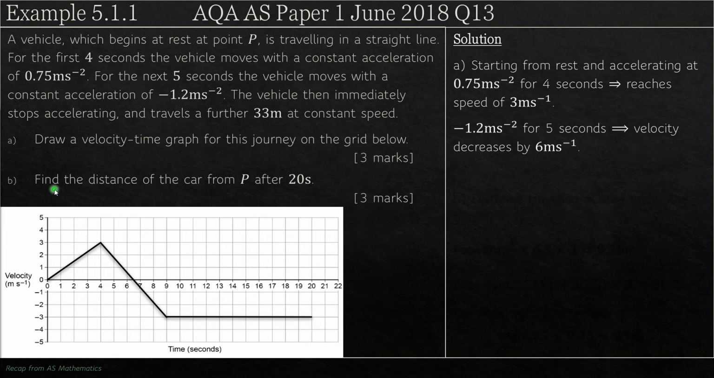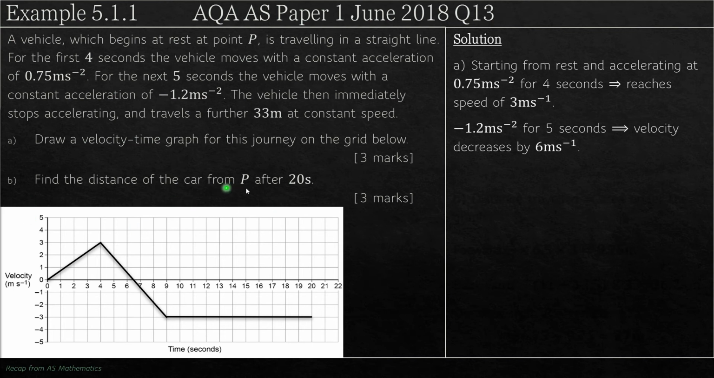In part B, find the distance of the car from P after 20 seconds. Well, the important thing about this journey is, first of all, it travels forwards. We can tell it's traveling forwards because this first section of the graph has a positive velocity. And then it stops and turns around and starts moving backwards. We know it's moving backwards because this section of the graph has a negative velocity. So imagine the vehicle sets off, moves forwards, it stops, and it turns around and starts moving the other way.